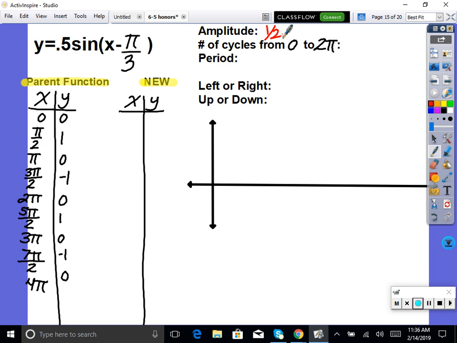Number of cycles from 0 to 2 pi, that's your B. It's 1, so our period is still 2 pi, agree? Because it's 2 pi divided by b. And then we're shifting right pi thirds. And then there's no shift up or down.